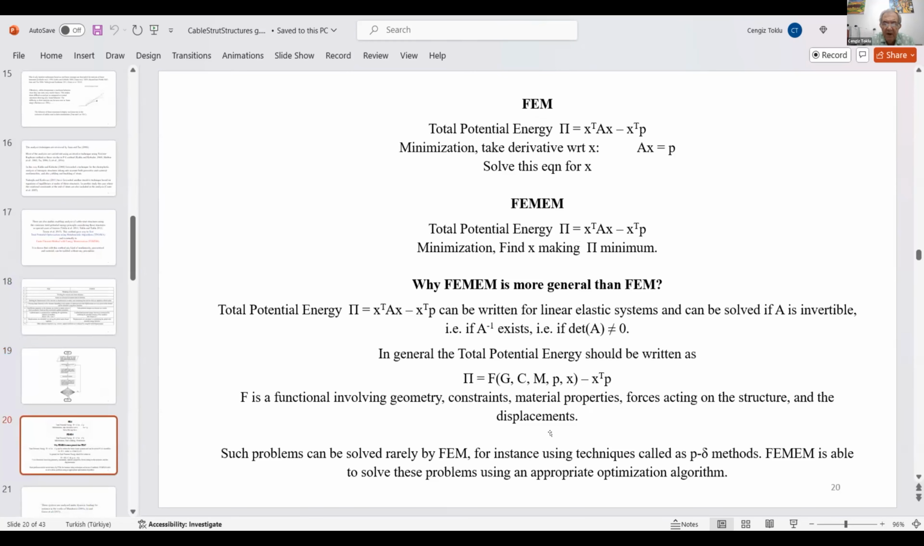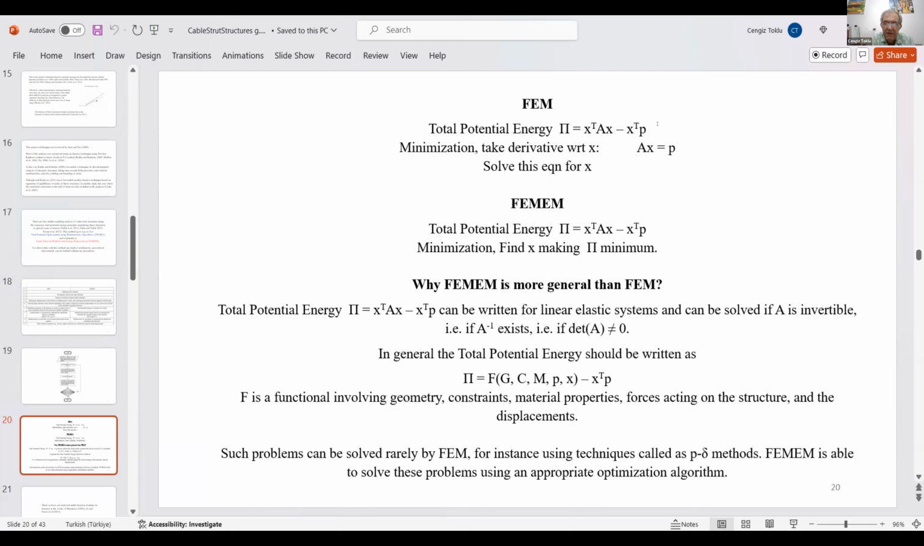We can also show the difference between FEM and FEMM at this page. Now, as we know, the total potential energy of a system, if it is in linear terms, can be written as the first equation on this page. X transpose AX minus X transpose P is the total potential energy. Now, in FEM, actually, this is the real equation that we start with.